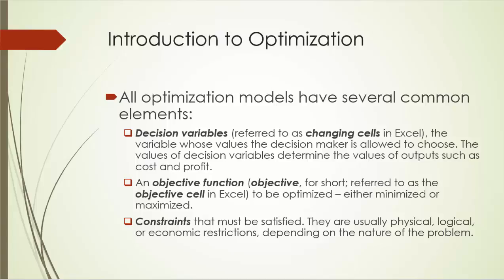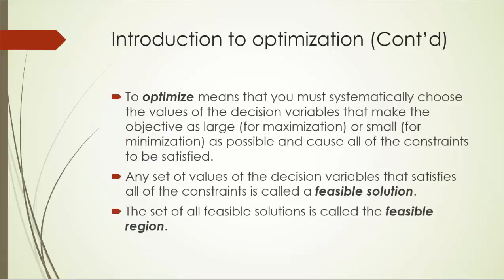Constraints are usually physical, logical, or economic restrictions depending on the nature of the problem. We'll see various types of constraints throughout this course. In any optimization problem, all the constraints must be satisfied. Optimization means that you must systematically choose the values of the decision variables to make the objective as large as possible in the case of maximization, or to make the objective as small as possible in the case of minimization, and make sure that all the constraints are satisfied in the meantime.